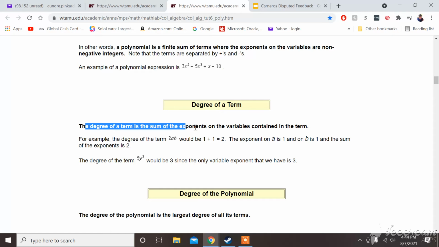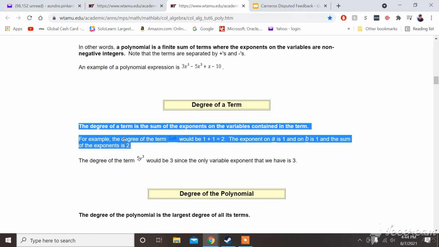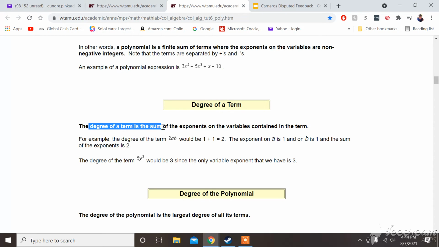The degree of a term is the sum of the exponents on the variables contained in the term. For example, the degree of the term is the sum of the exponents on the variables contained in the term.